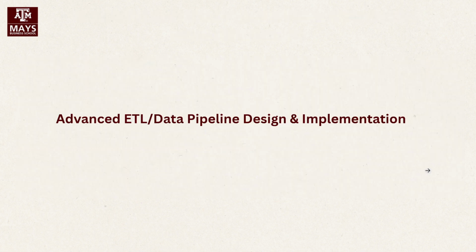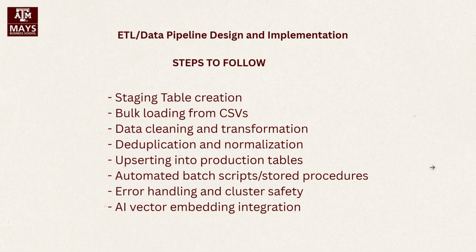So, moving ahead to advanced ETL. Here I designed a data pipeline and implemented it. The steps I followed were these. I created some staging tables, which are temporary tables. I didn't load the data directly to main tables, but loaded it to staging tables first. I did all the cleaning and transformation in staging tables, the deduplication and normalization too, and then I inserted all the data into production tables.